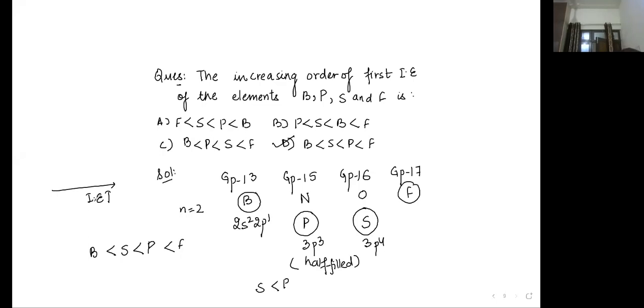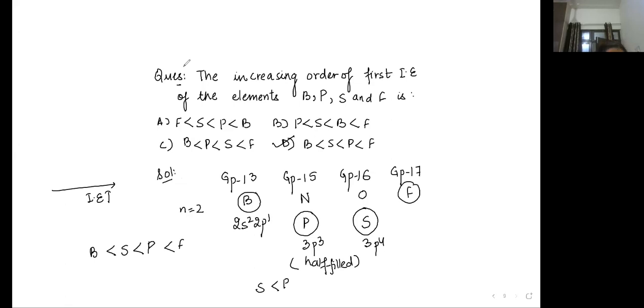Copy this. If this is done, let me know. Now with this, we have finished ionization energy and atomic and ionic size. Next is electron gain enthalpy, which we will discuss. If this is done, let me know so that I can move to the next slide.